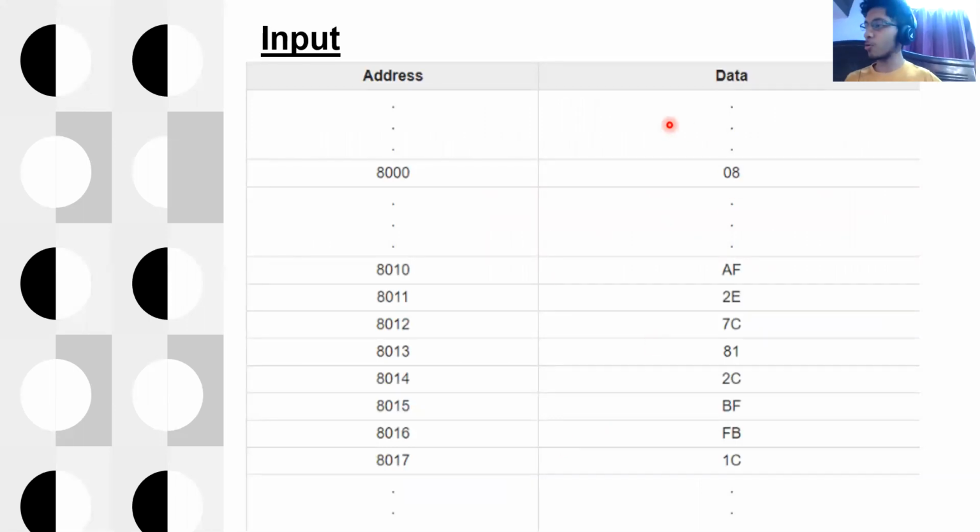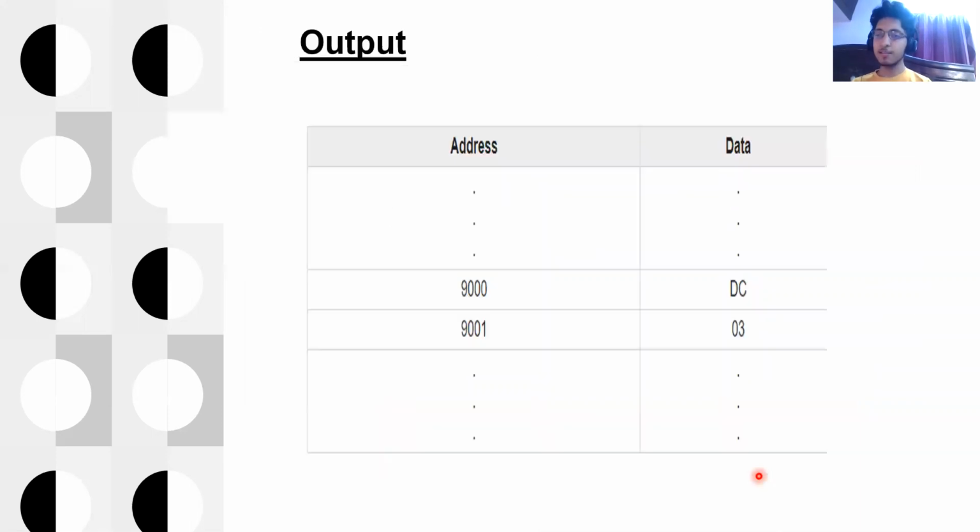In order to understand this program, we will take the value of n to be 8. And this will be our following 8 inputs. All the numbers in this slide are in hexadecimal form. And when our program adds all these hexadecimal numbers, our result is going to be DC and our upper byte or the carry is going to be 03.